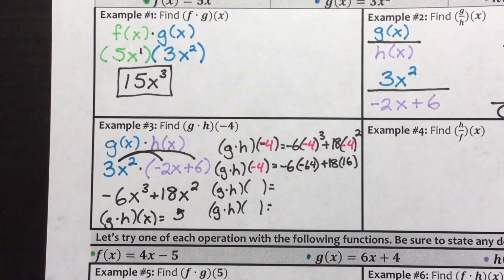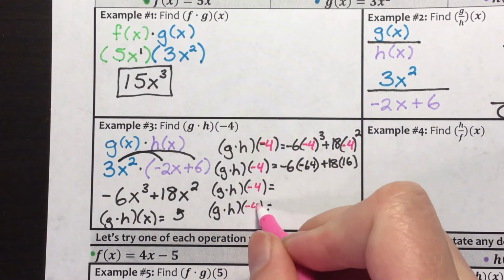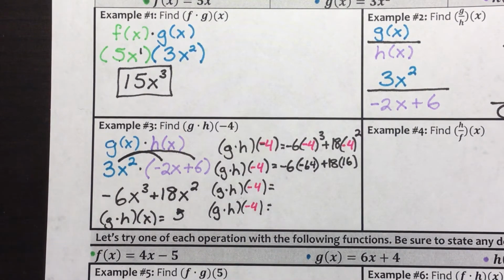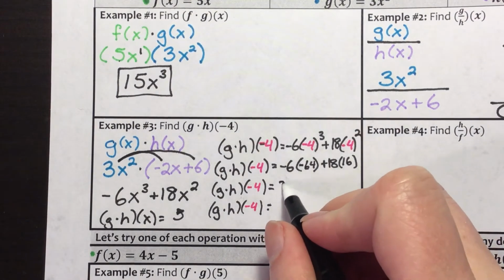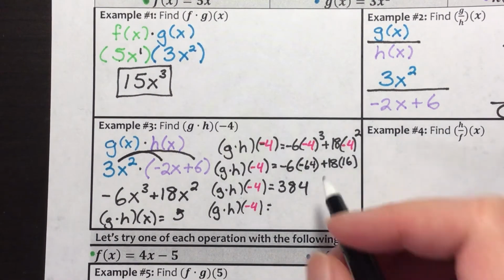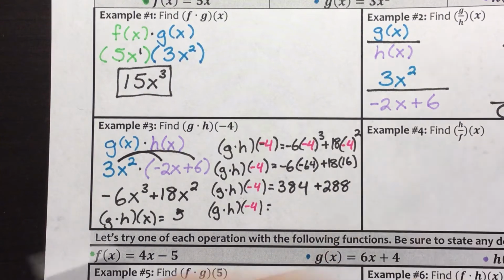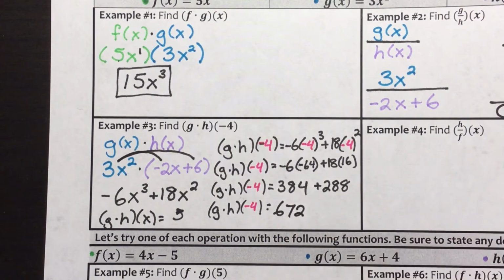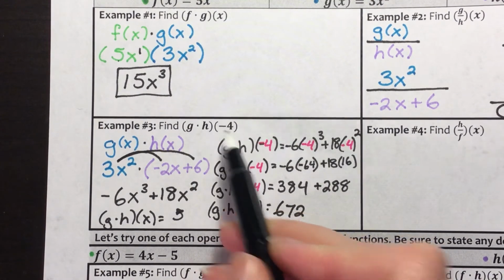Okay, our next step is multiply in PEMDAS. So let's multiply. Negative 6 times negative 64 is positive 384. And 18 times 16 is 288, so plus 288. Okay, and then when you add 384 and 288 together, you get 672. That was quite a large number. Okay, we knew we were supposed to get a number for our answer because we had a number that we were plugging in.